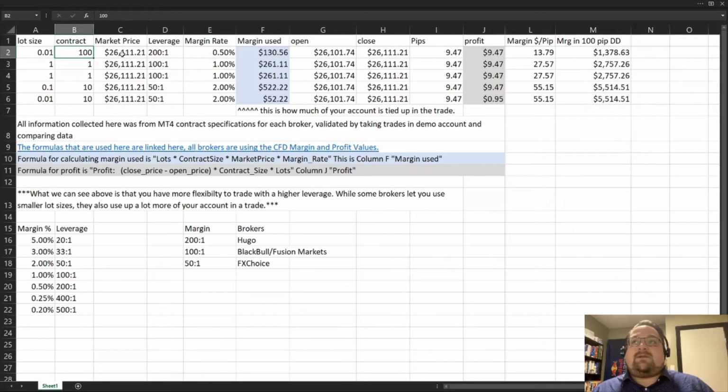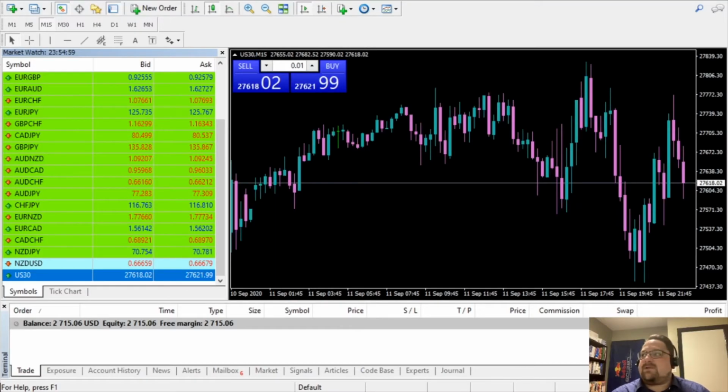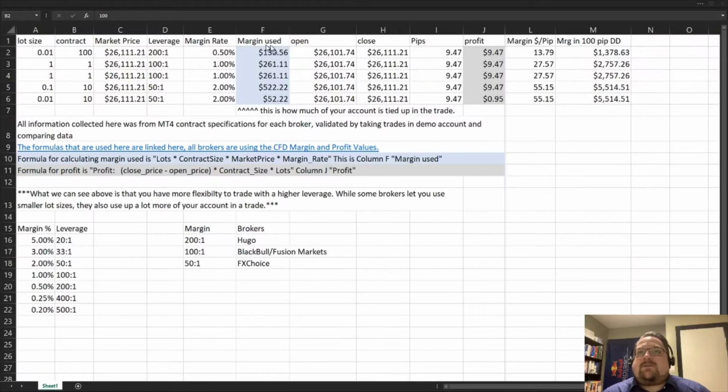This happens to be a demo of US 30. So that's 26,111.21. The broker that I happen to be using, making an example of here, has a 200 to 1 leverage. And then they've got a margin rate of 0.5. If you go and look on MT4, it's showing a free margin of 27.15 here, right? So that's our free margin. When we enter a trade, you'll see it come up and say margin used. So that's what this column is, margin used. You'll see that in MT4.